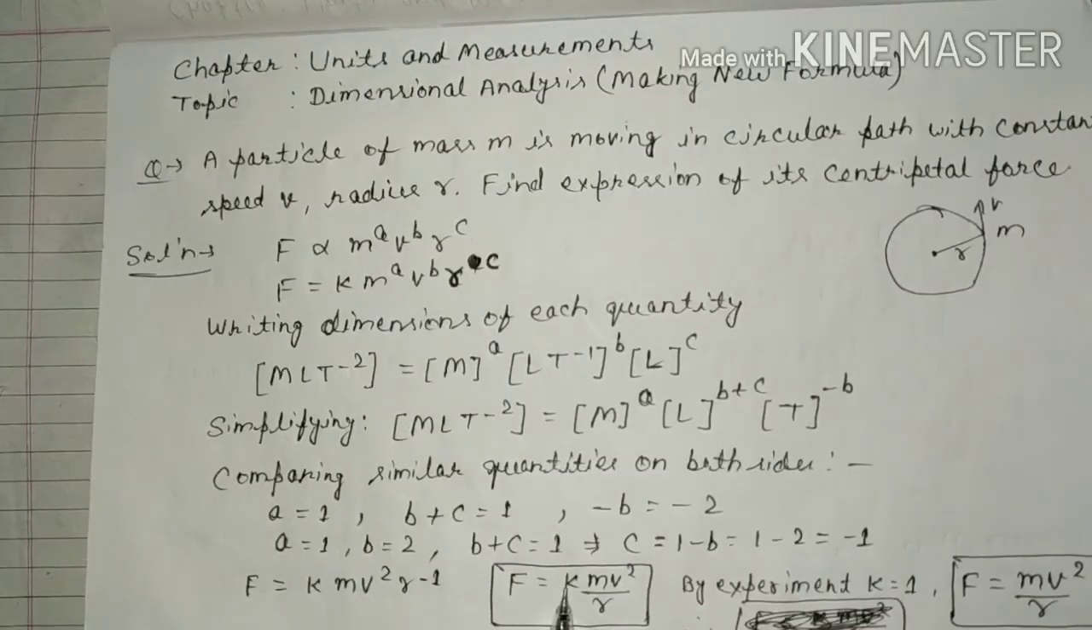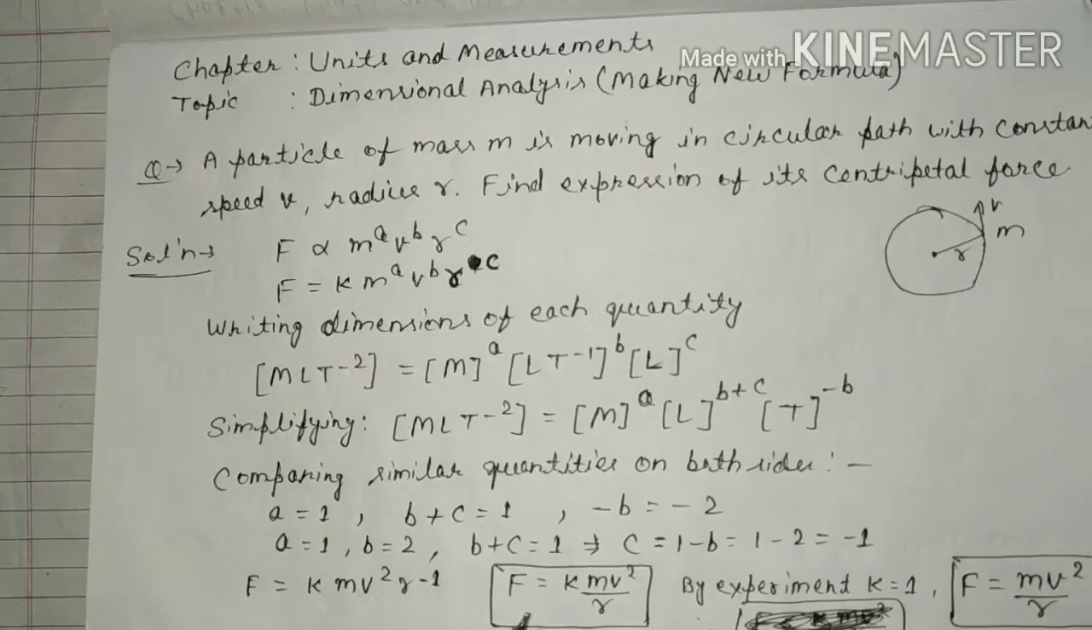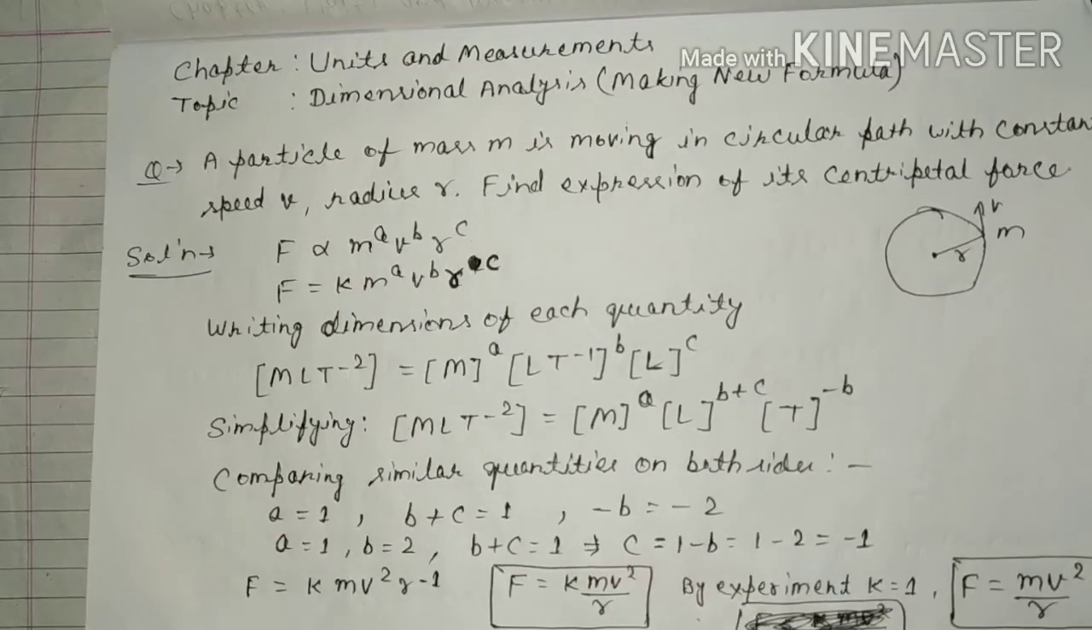K is a constant and we cannot find the value of the constant k with the help of dimensional analysis. This is the drawback of dimensional analysis. We cannot find the value of k, but by experiment we know the value of k is 1, so we can write the formula of centripetal force: F is equal to m v squared upon r.